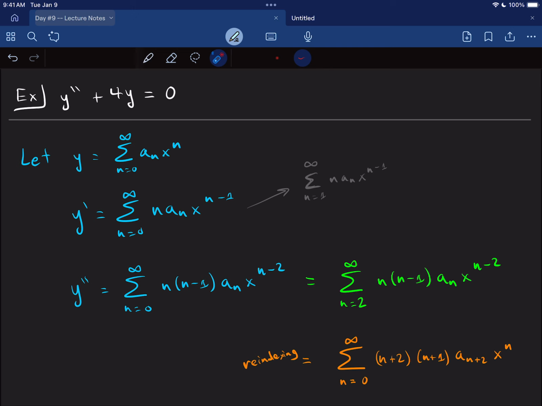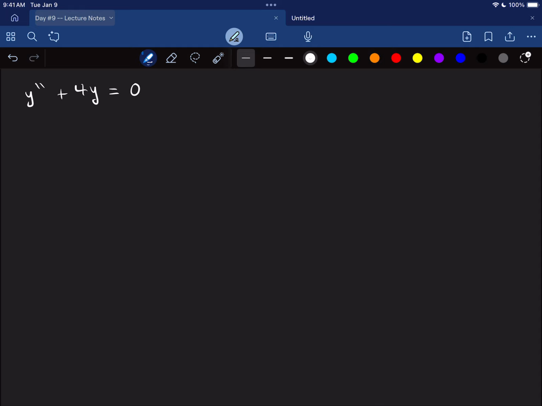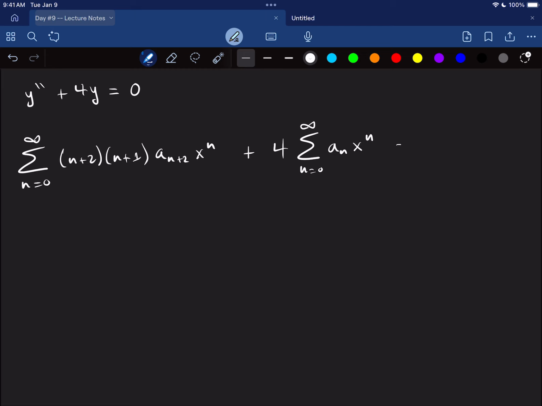Let's go ahead now. Let's take our differential equation. We'll copy paste it. We'll write our power series out for each of these things. So for y double prime, we have the sum from n equals 0 of n plus 2, n plus 1, a sub n plus 2, x to the n. Then for the 4y, we have 4 times the sum from n equals 0 of a sub n, x to the n. And all this is set equal to 0.